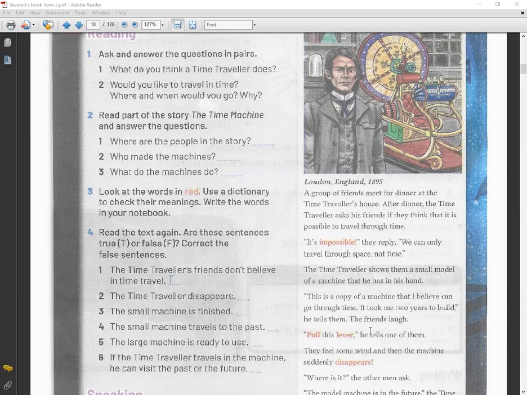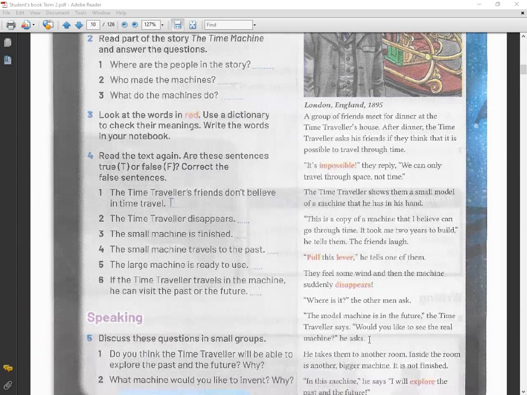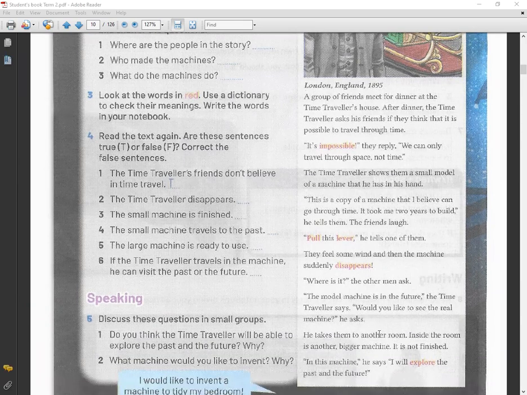They feel some wind, and then the machine suddenly disappears. Where is it? The other men ask. The model machine is in the future. The time traveler says, would you like to see the real machine? He asks. He takes them to another room. Inside the room is another bigger machine. It's not finished. In this machine, he says, I will explore the past and the future.